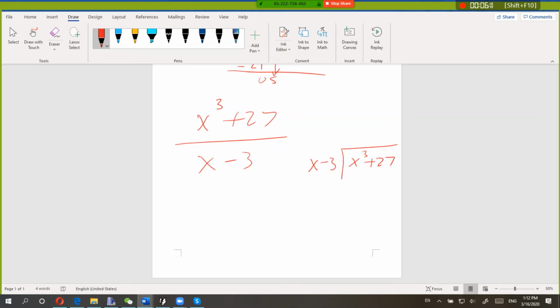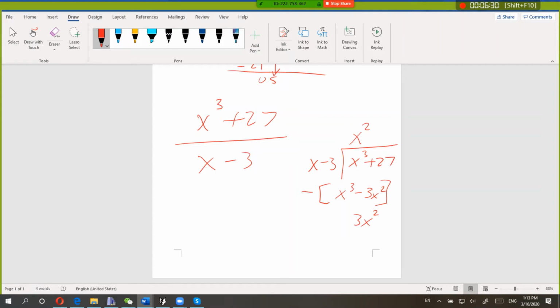X goes into x cubed x squared times. So x squared times x minus 3 is x cubed minus 3x squared. If I subtract that from what I had originally, I would get a positive 3x squared. I don't have any more x squareds on top, so I'm just going to go into that.